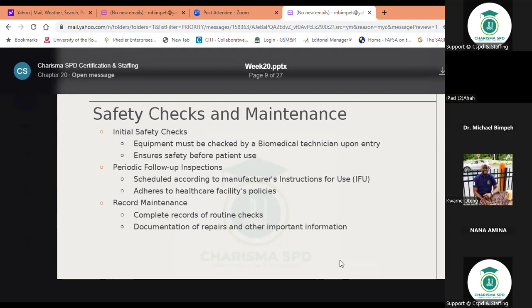Periodic follow-up inspection. Anytime you hear the word periodic follow-up, we are talking about PM, preventive maintenance, to make sure that the instrument is in good health and can be used on patients based on the facility's policies. And of course, that is the maintenance. Records must be checked and kept so that we are able to track and know that this machine was PM'd on this date, and the next PM is due on this date.